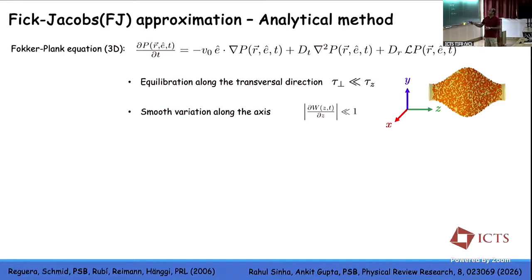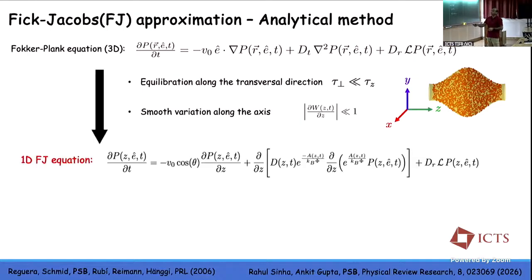And not only that, we also make the assumption that the tube is varying smoothly. It's not a rough channel; it's a very smooth channel. When we make these two simple assumptions, we can bring this three-dimensional equation to an effective one-dimensional equation, which is called the Fick-Jacobs approximation. Here, what we did was eliminate the X and Y components, the transversal components, and we have only the Z component, which is along the length of the tube.